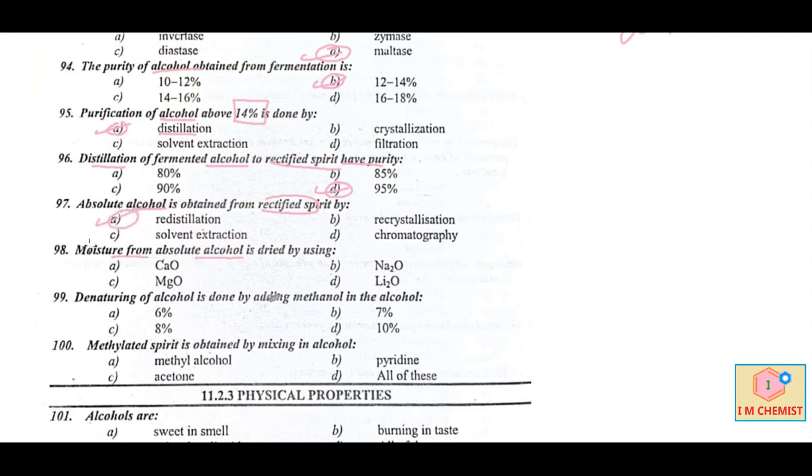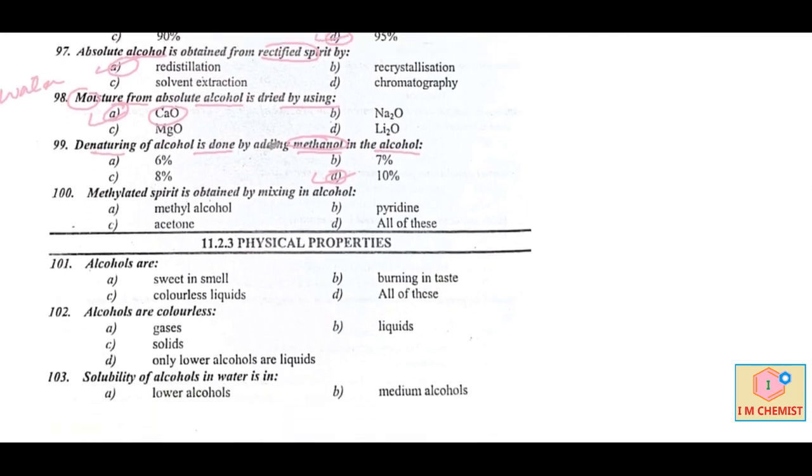Moisture from absolute alcohol. Moisture means water droplets or water content that is present in alcohol, is dried by using a drying agent, and that drying agent is calcium oxide. Calcium oxide acts as a drying agent. Denaturing of alcohol is done by adding methanol in the alcohol. So if you want to denature the original alcohol, you have to add methanol, and the concentration for that methanol would be 10%. So option number D is correct. 10% methanol is added in the alcohol in order to denature it.